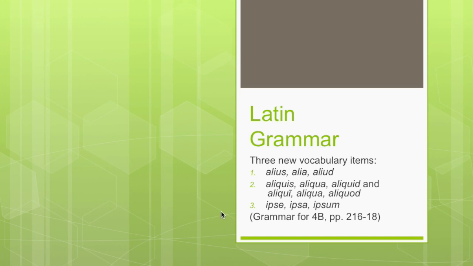In this video, we're going to be looking at three new vocabulary items. The first is alius, alia, aliud, the word in Latin for other. The second is the word aliquis, aliqua, aliquid, and the related form aliqui, aliqua, aliquod. And finally, the word ipse, ipsa, ipsum. All three of these are treated in the grammar for 4b on pages 216 to 18.